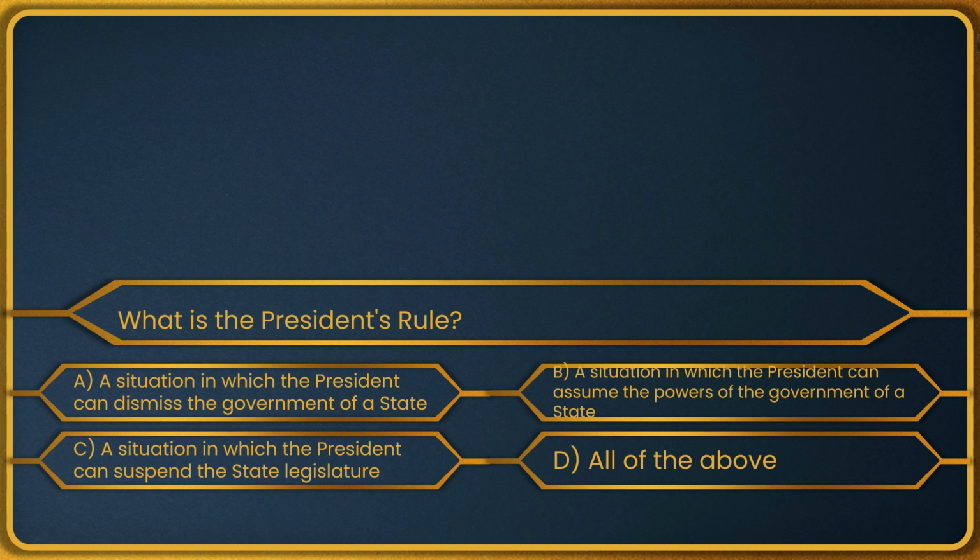Next question. What is the President's rule? Option A. A situation in which the President can dismiss the government of a state. B. A situation in which the President can assume the powers of the government of a state. C. A situation in which the President can suspend the state legislature. D. All of the above.